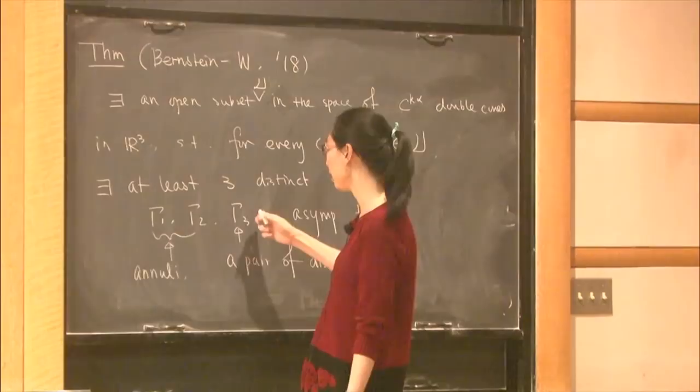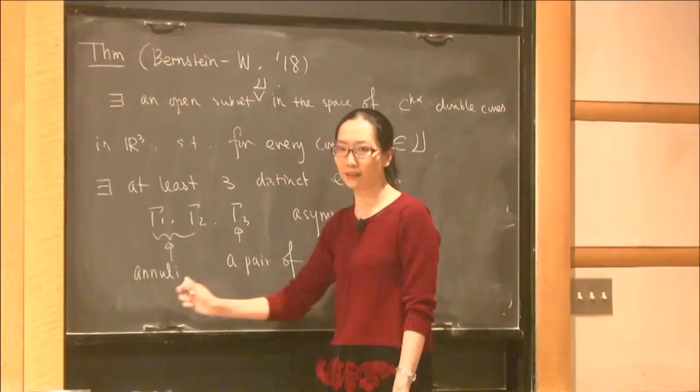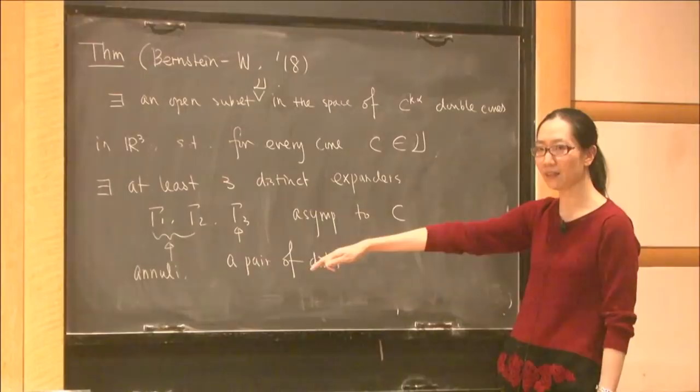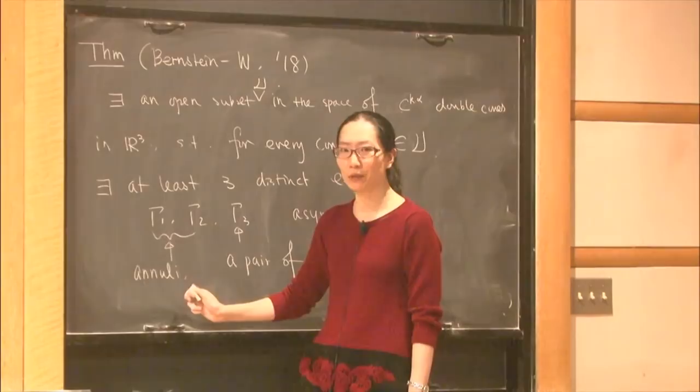So the point of this theorem is not just that there exist three different examples. The point is to emphasize the topology here. This theorem tells you two folds of non-uniqueness. First, given a cone, you may have expanders of two different topological types. Second, even within a fixed topological type, you may have more than one expander.